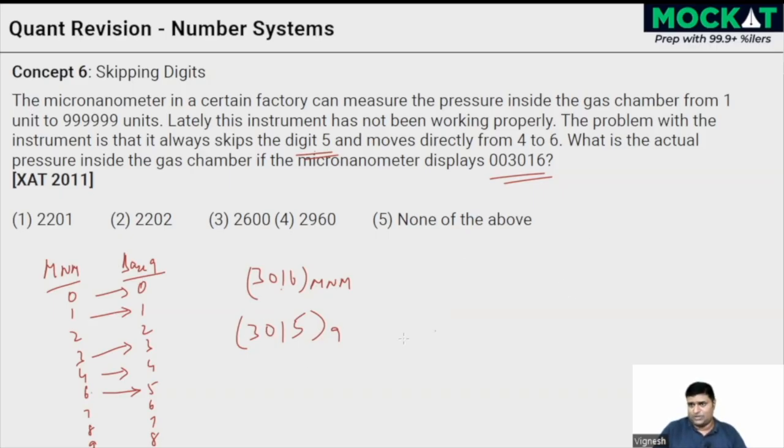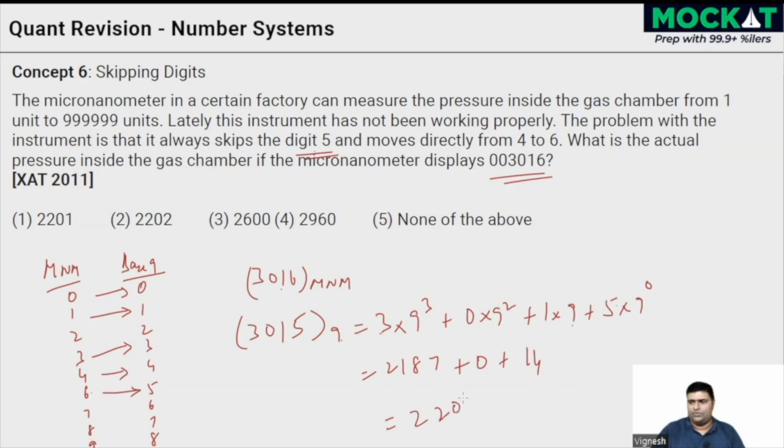Now, what is the actual pressure? We have to convert it to base 10. Just expand 3 into 9 cube, right? That's how you expand. Plus 0 into 9 square, plus 1 into 9, plus 5 into 9 power 0. 3 into 9 cube is 3 into 729, which is 2187, plus 0 plus 9 plus 5, which comes to 14. And we get an answer of 2201 over here. Option 1 becomes the answer.